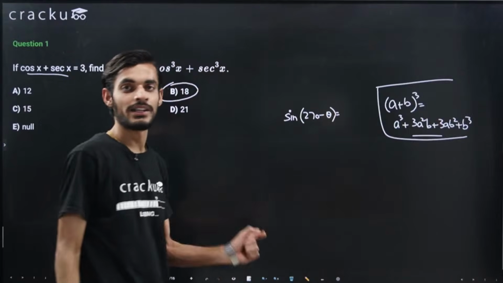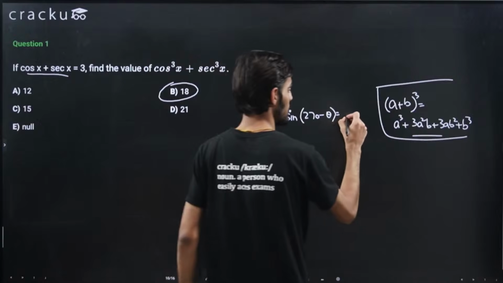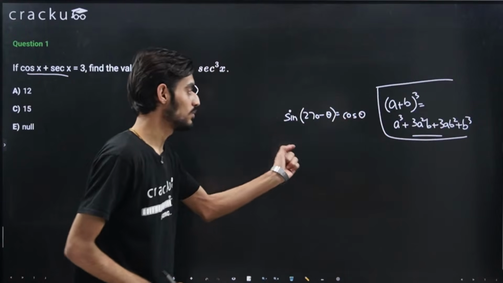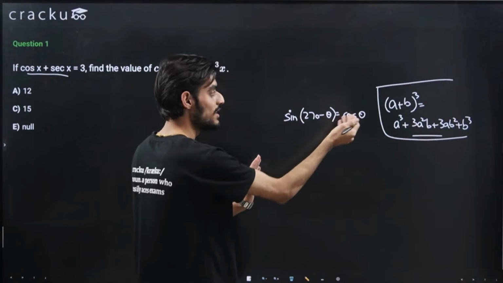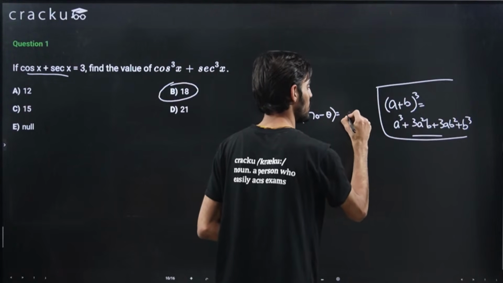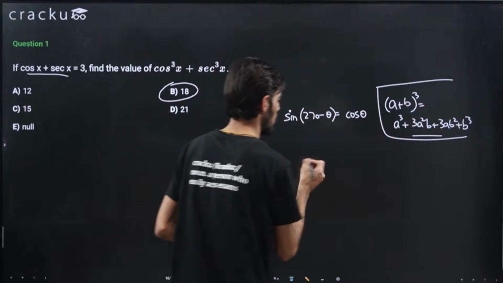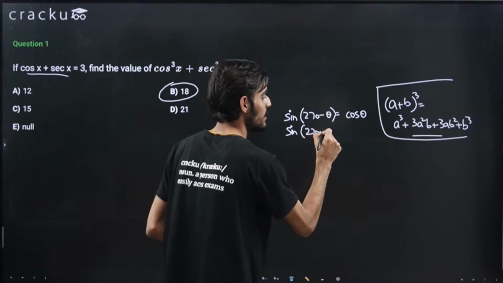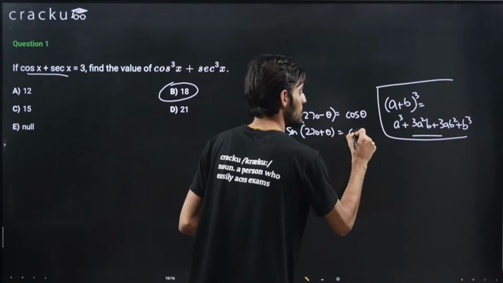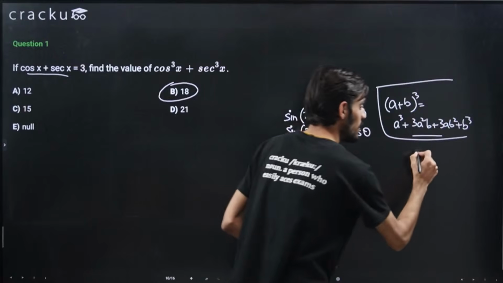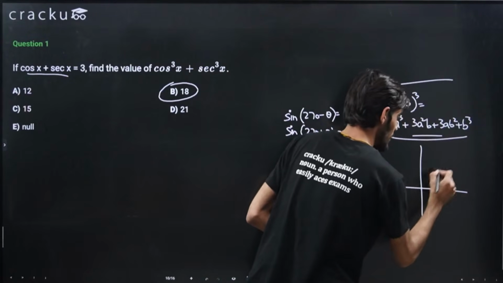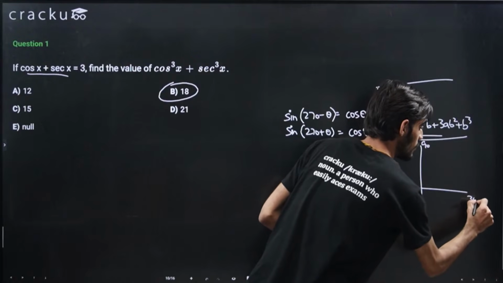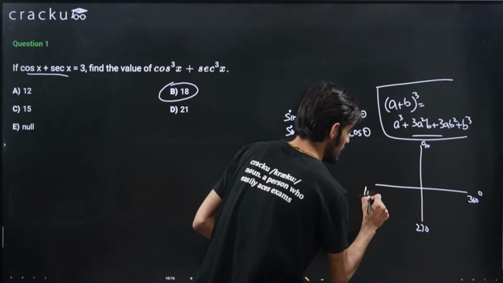Because from 90 and 270 this will get changed, so this will come out to be cos theta. But we know that the identity will change, and at the same time, we also need to check the sign. So again, sine 270 plus theta will also be equal to cos theta, but we just need to check the sign. So here this is 90, this is 270, this is 360 or 0 also, and this is 180.